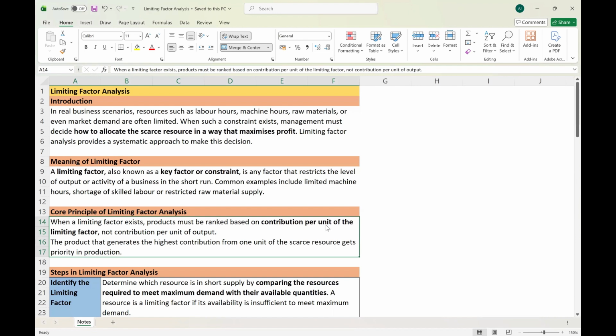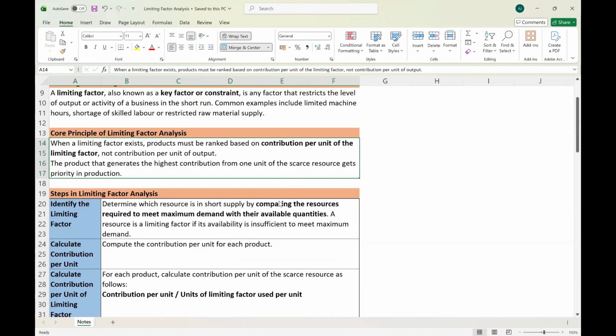So what I have just said, I'll just do a quick recap. Whenever a business faces a limitation of any resource, could be anything like labor hours, machine hours, raw materials, anything, then it performs a short-term decision making, allocate the resources in the best possible manner. So the ranking is done on the basis of contribution per unit of the limiting factor. That's what we have covered so far.